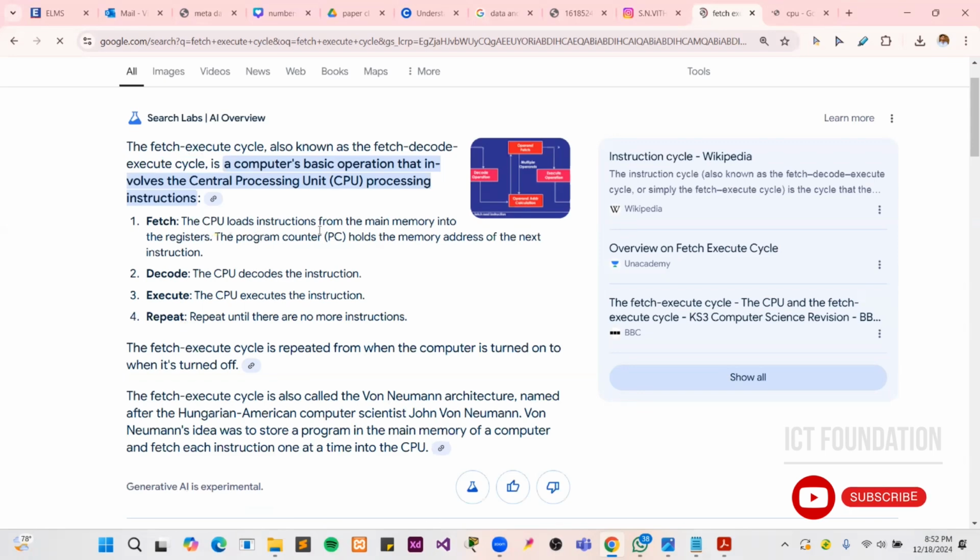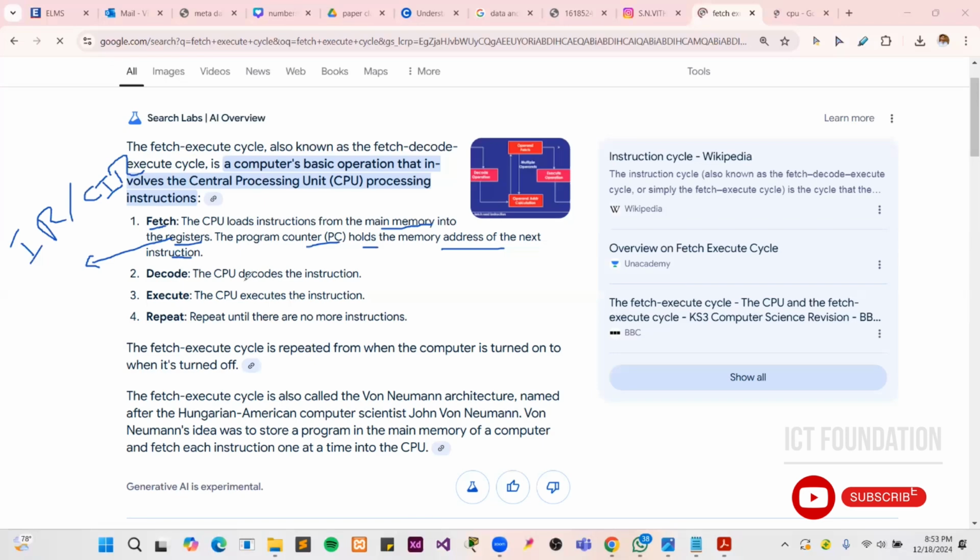So fetch means the CPU loads the instruction from the main memory into the registers. The program counter holds the memory address of the next instruction. So this is important. You have to know fetch means you are getting the instruction from the main memory into the registers. Which kind of registers? IR or CIR. IR or CIR is a kind of register. That register is storing the instruction from the main memory. Then the program counter is a register which holds or stores the memory address of the next instruction.